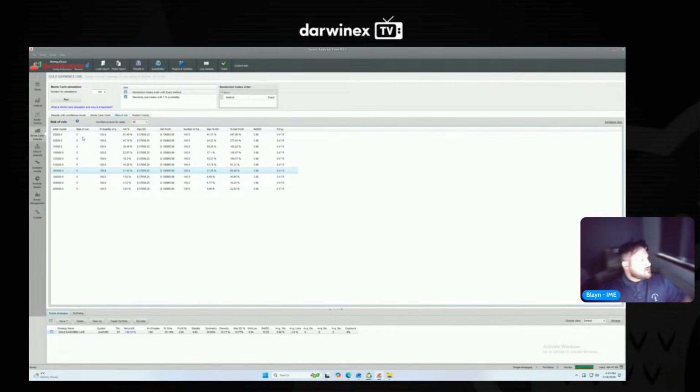Yeah, so it's basically saying because the drawdown's so low, the risk of ruin's almost zero. But if you had a 40% drawdown, the risk of ruin would probably be at 100%. So we don't need to worry too much about this metric.